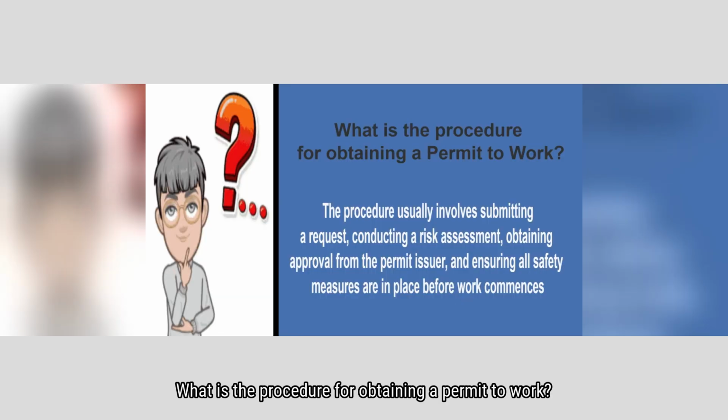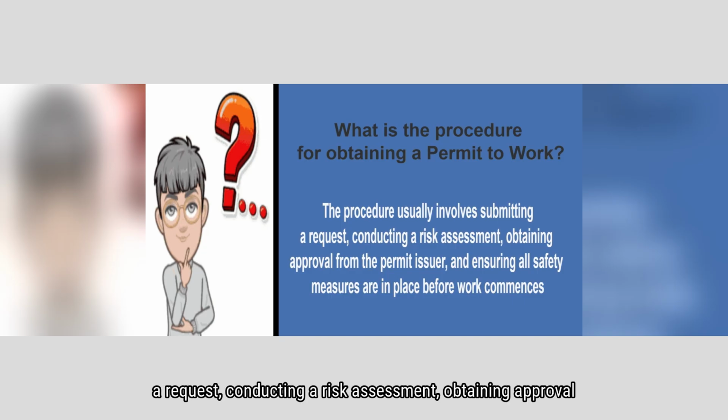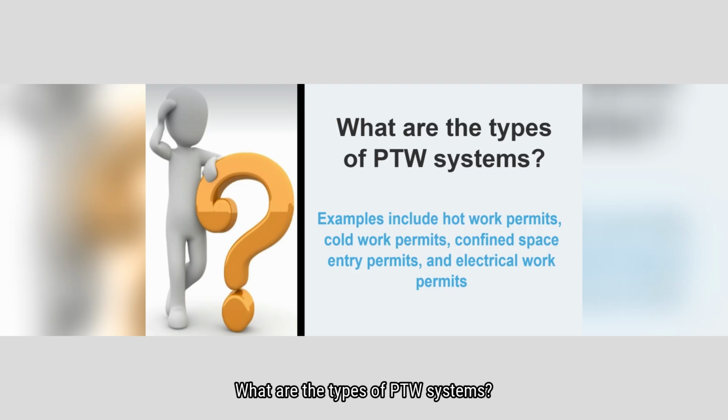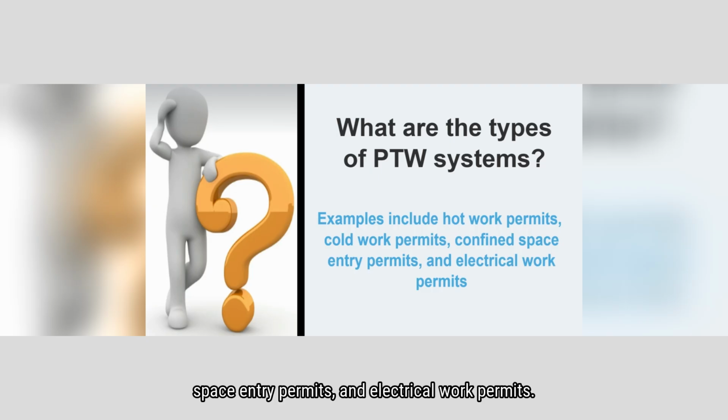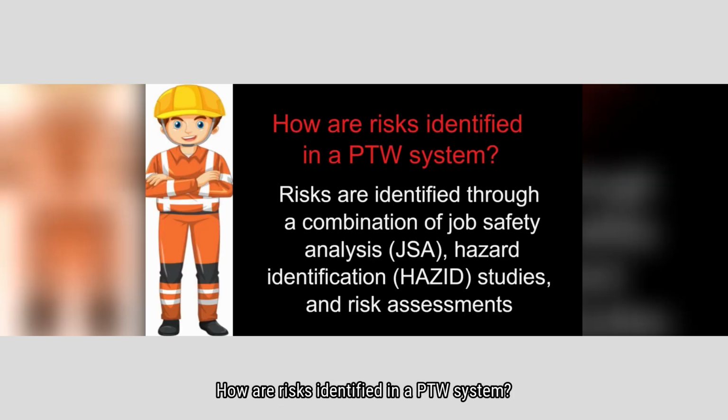What is the procedure for obtaining a permit to work? The procedure usually involves submitting a request, conducting a risk assessment, obtaining approval from the permit issuer, and ensuring all safety measures are in place before work commences. What are the types of PTW systems? Examples include hot work permits, cold work permits, confined space entry permits, and electrical work permits. How are risks identified in a PTW system?